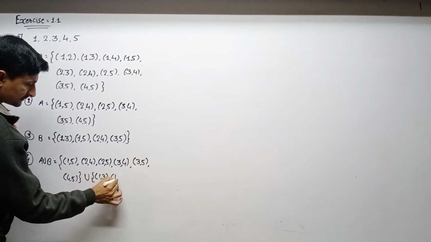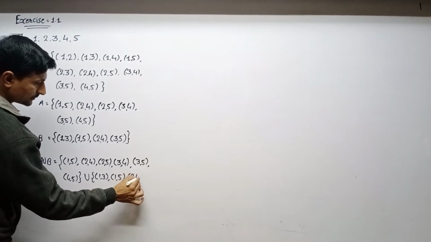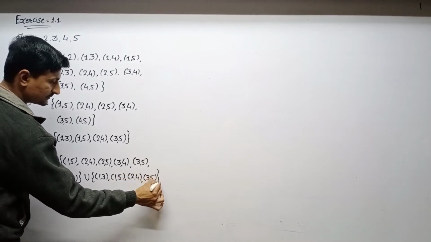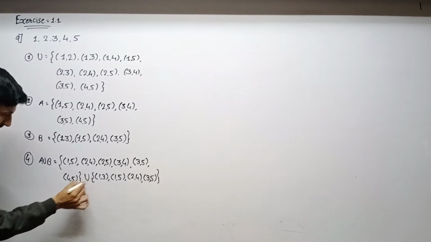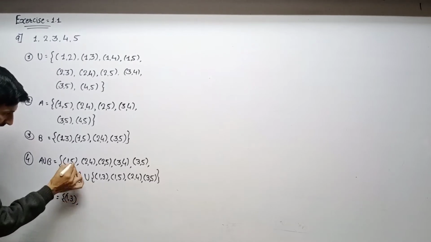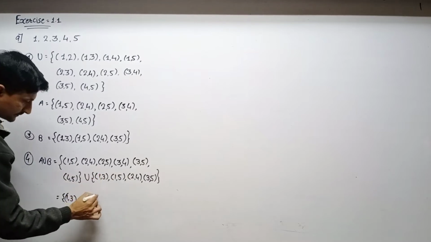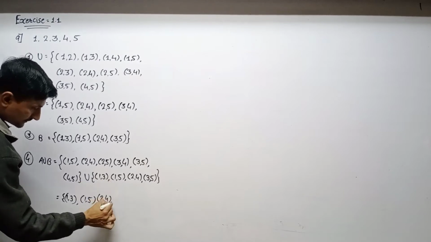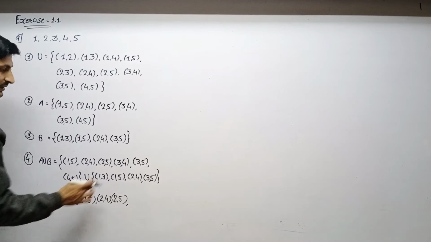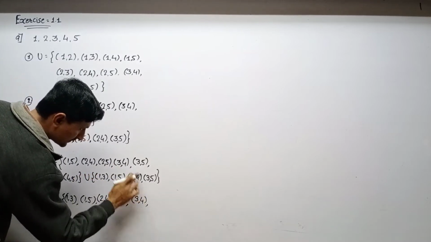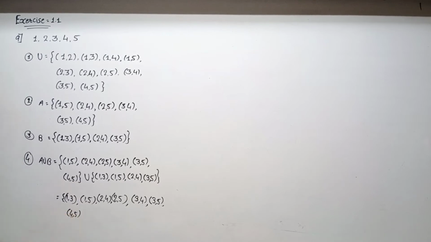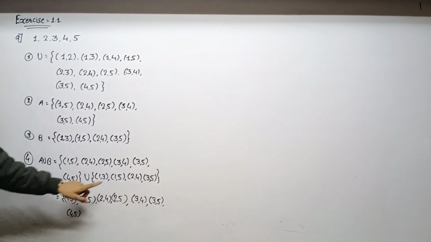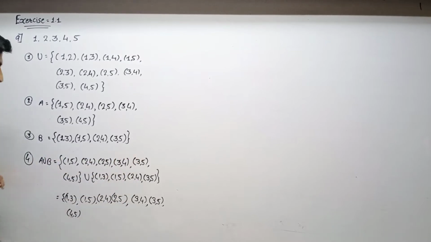(1, 3), (1, 5), (2, 4), (3, 5). Now write all the members included in both sets: (1, 3), (1, 5), (2, 4), (2, 5), (3, 4), (3, 5) and (4, 5). Check it: 1, 2, 3, 4, 5, 6 and 7 outcomes. Okay, (1, 5), (2, 4), (3, 5) are already included in a set. You have the answer for A union B.